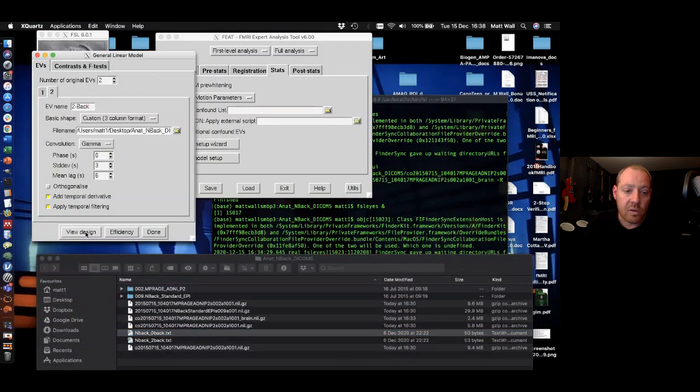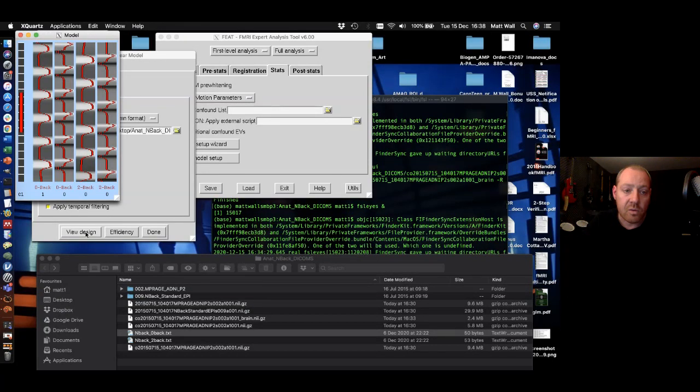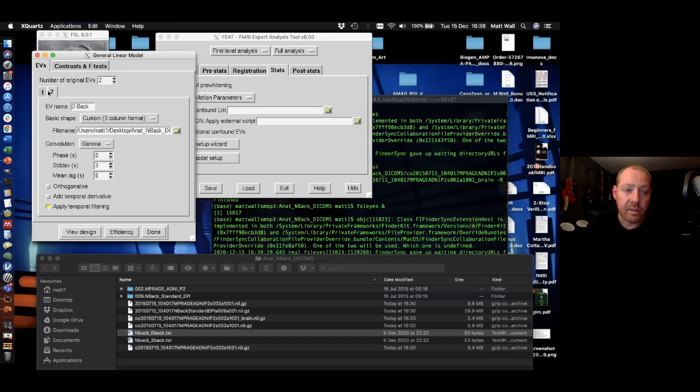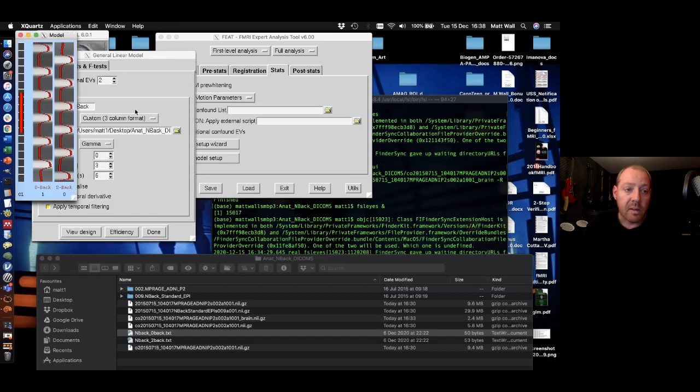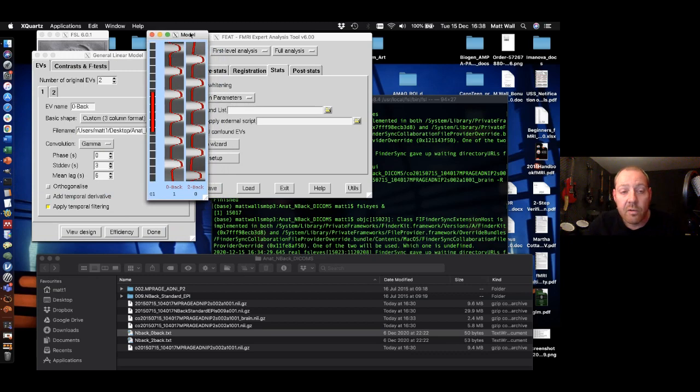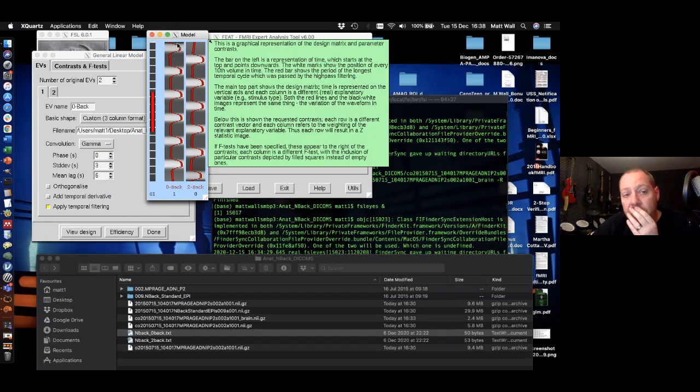So what this is going to do is allow me to, sorry, first of all I'm going to take off these because that's only going to confuse things. There we go. So there's my design. So I've got 2 regressors. I've got my 0 back and a 2 back regressor. And in this design, we're going from top to bottom in time. So this is time 0. This is the end of the scan. So what you can see here is that first they had a block of the easy version, the 0 back. And then they had a block of the hard version, then the easy one, then the hard, and so on and so on and so on.